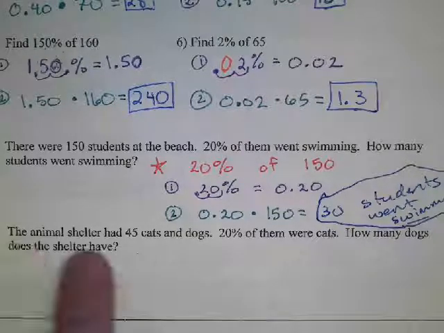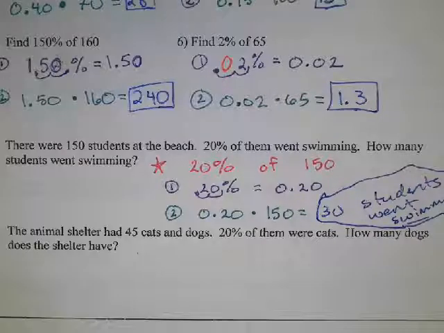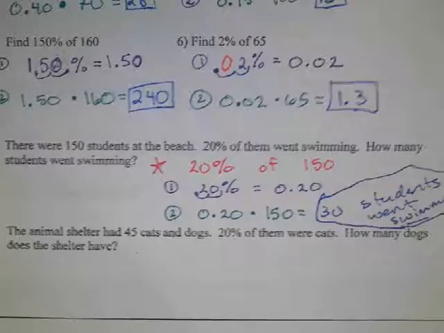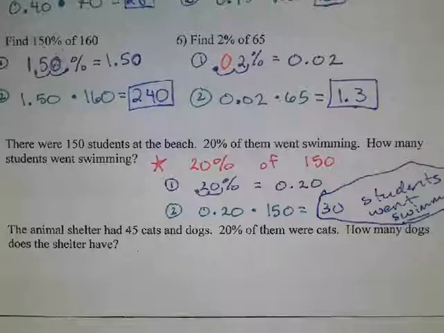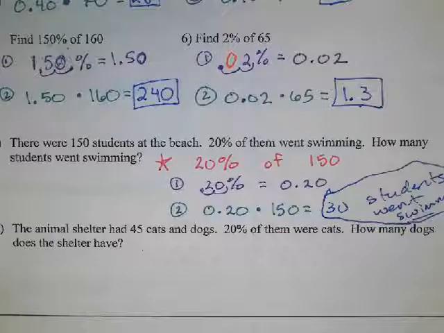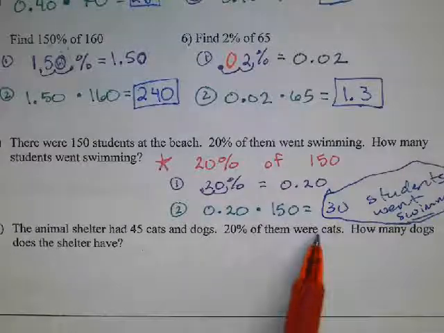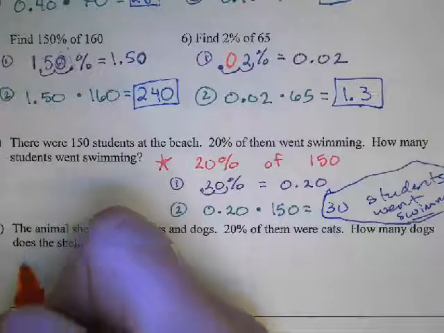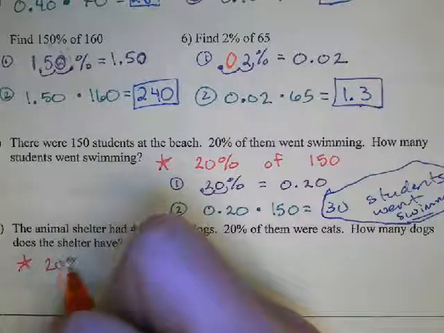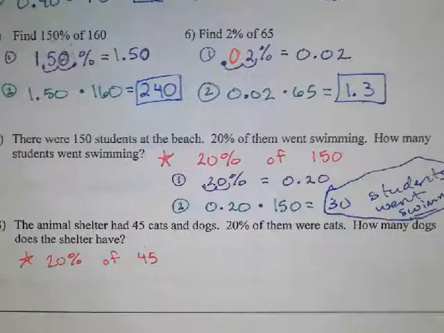Let's look at it. The animal shelter had 45 cats and dogs. 20% of them were cats. How many dogs does the shelter have? Okay, so this problem has a couple of steps to it, because when we find the 20%, we'll find how many were cats. So let's see if we can figure this out all the way. Well, we know that step 1, when we're given this 20%, that's going to tell us just the cats. So we want to find 20% of 45. So let's see if we can do that.